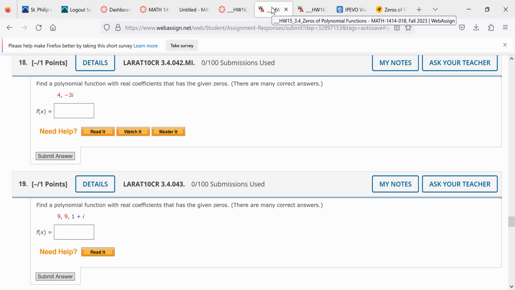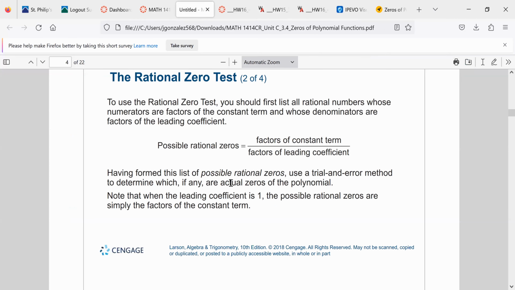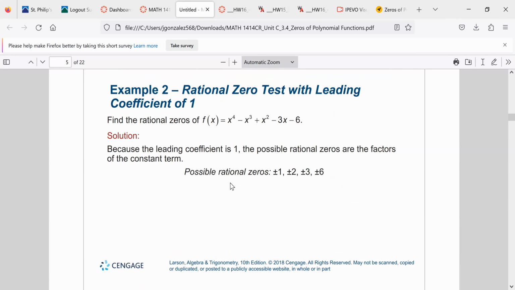All right. So 18 says, well, here's two zeros. Find the polynomial that would have those zeros: 4 and negative 3i. The only thing you need to know is if you see an imaginary part, those always come in pairs, right? Do you remember when you do the quadratic formula, you end up with plus or minus 2i or something weird? So that plus or minus guarantees two pairs.